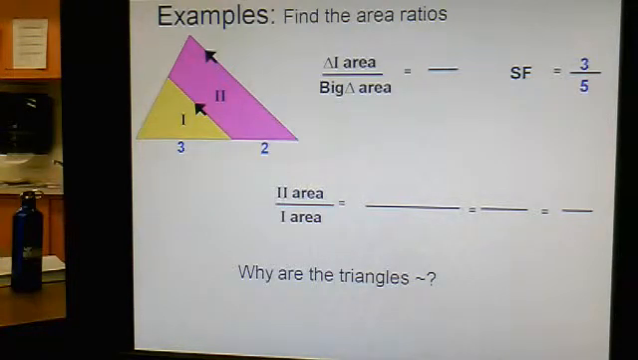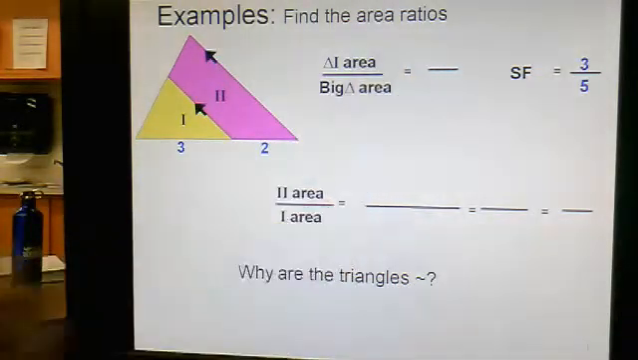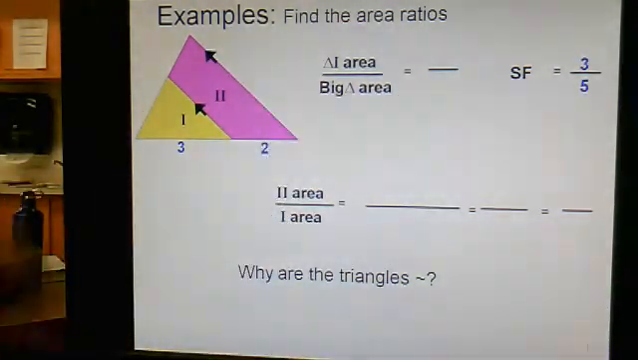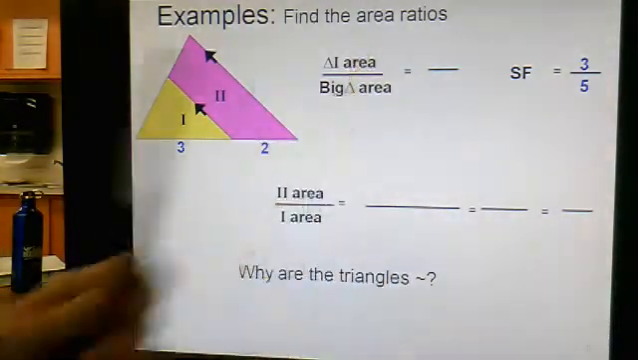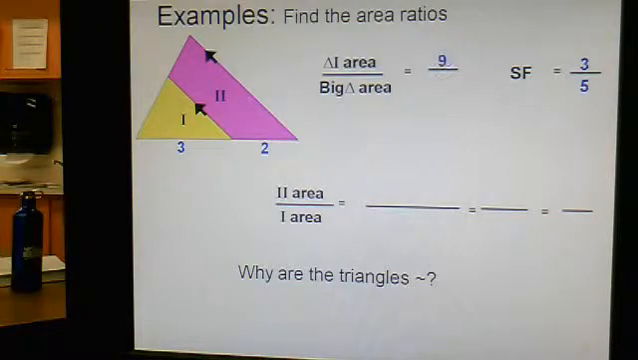Hopefully by now in this little presentation that makes sense. It's kind of easy for you. A lot of people will write that down here: it's a 3 to 5 ratio for the areas. No, not quite. You've still got to do something with the scale factor to get the area ratio. Hopefully you quickly go, oh yeah, I square that, and it's a 9 to 25 ratio. And I'm hoping this makes sense.